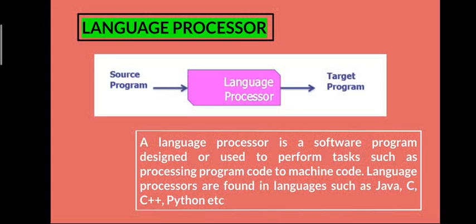The program that we make, we call a source program. And these source programs are converted to the machine language program, that is the target program, using language processors. A language processor is hence a software program that is designed to perform tasks such as processing program code to machine code. Language processors are found in languages such as Java, C, C++, Python, COBOL, etc.